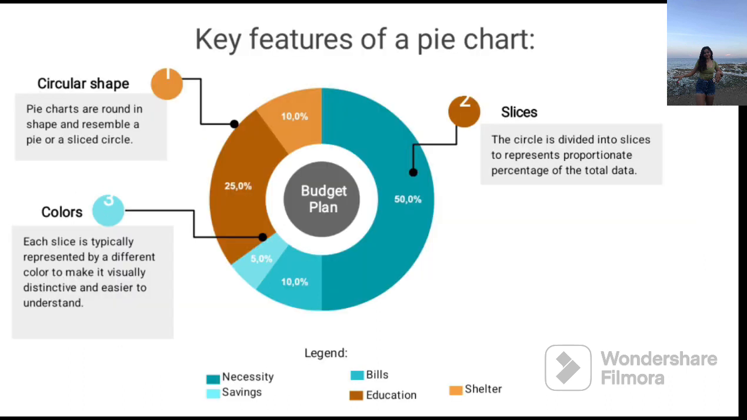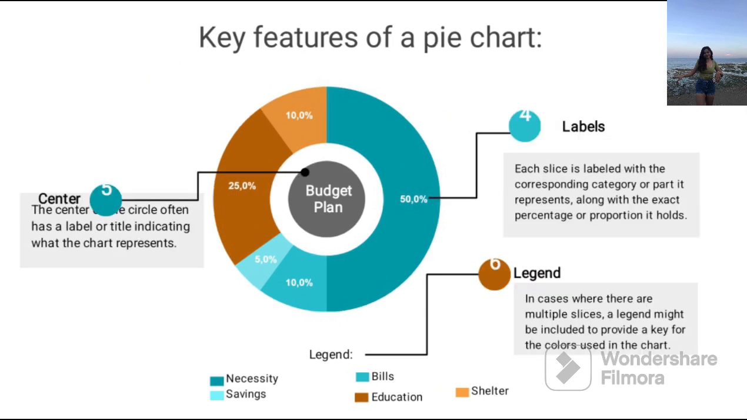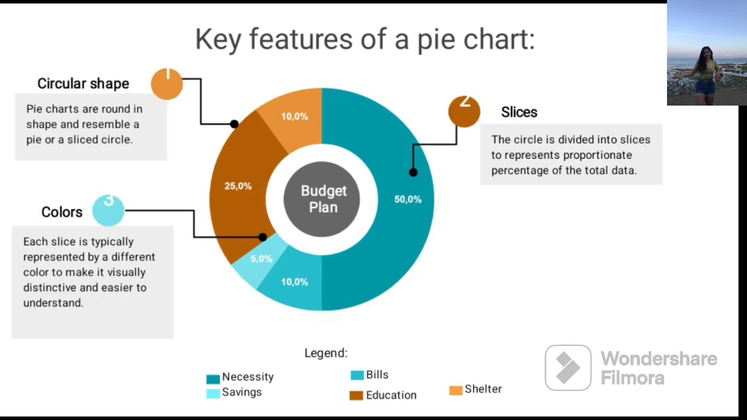There are 6 key features of a pie chart. Number 1, circular shape. Number 2, slices. Number 3, colors. Number 4, labels. Number 5, center. And number 6, legend. So number 1, circular shape. Pie charts are round in shape and resemble a pie or a sliced circle.